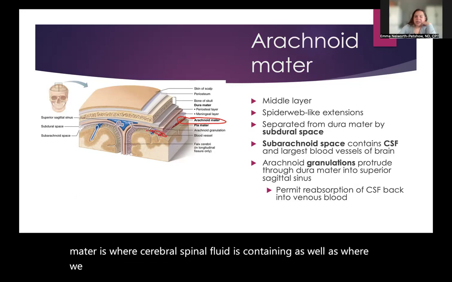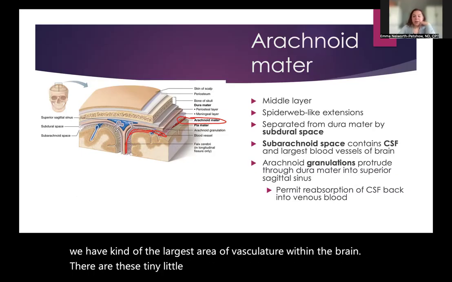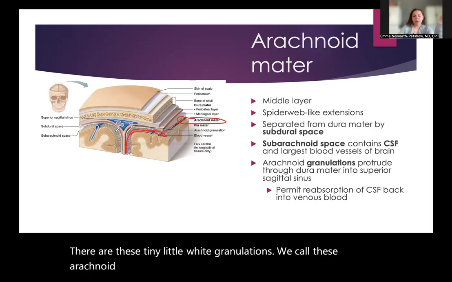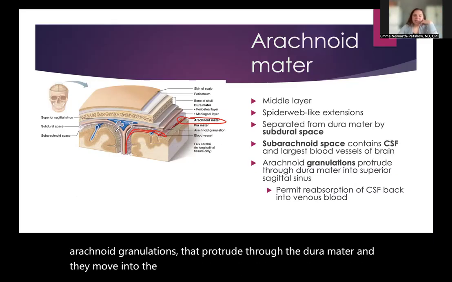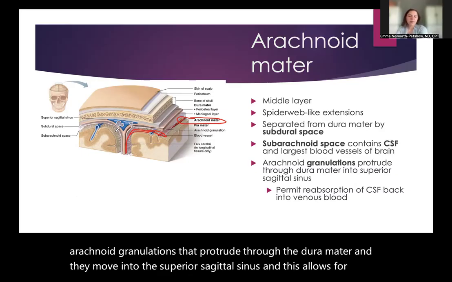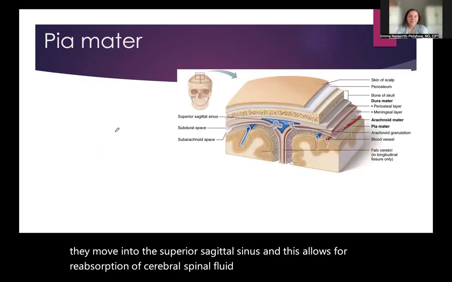kind of the largest area of vasculature within the brain. There are these tiny little white granulations. We call these arachnoid granulations that protrude through the dura mater, and they move into the superior sagittal sinus. And this allows for reabsorption of cerebrospinal fluid back into venous blood.